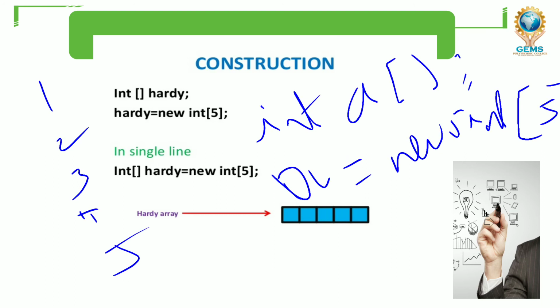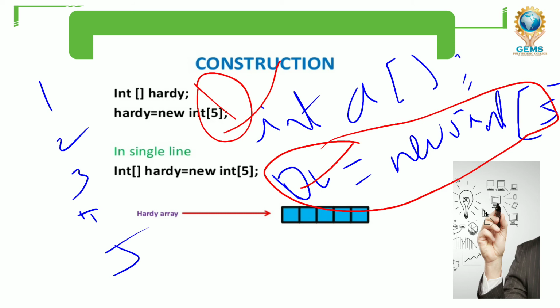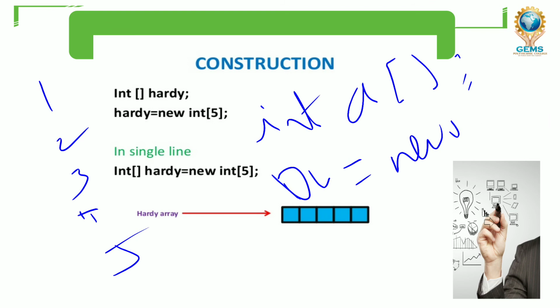It's over. So first I declared the array. Second, I fixed the size of that array. Two parts I have done here: first, declaring an array, and second, fixing the size of the array. So we will see what will happen here.